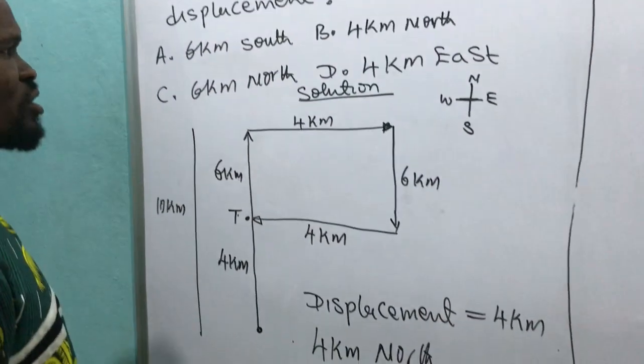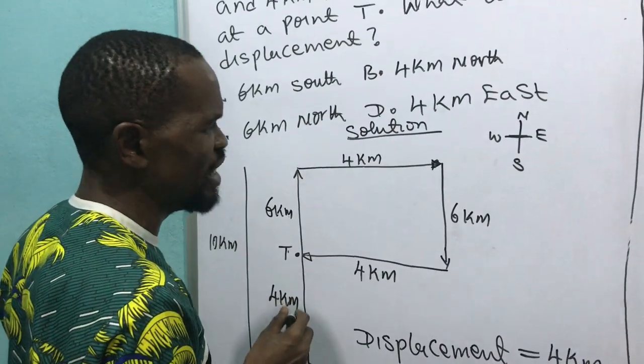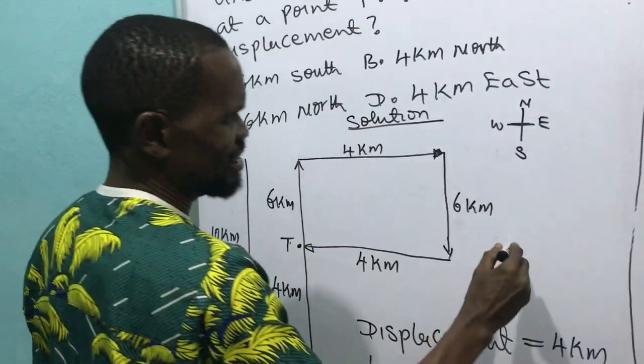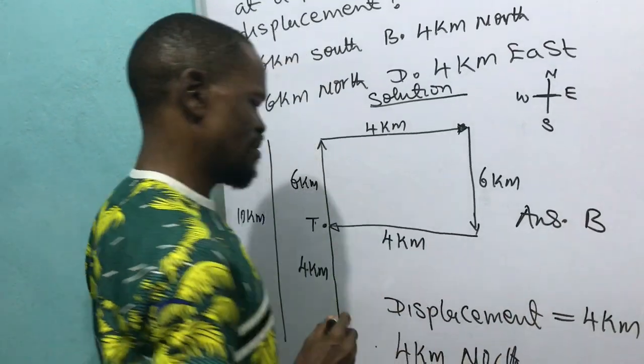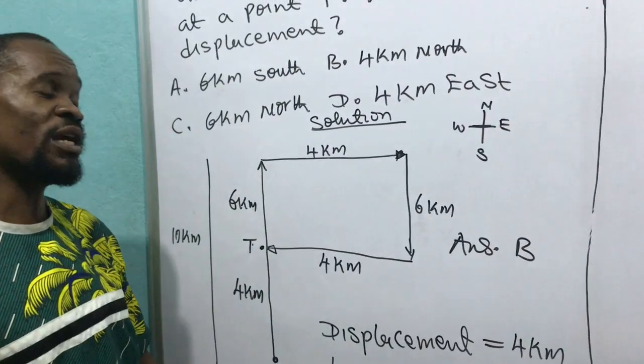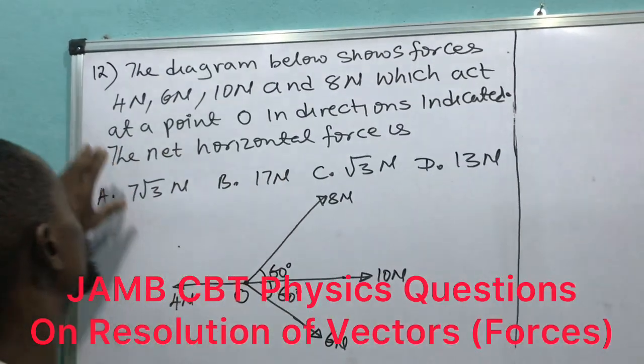4 kilometers north, which means option B. My answer is option B, 4 kilometers north. That is question number 11.